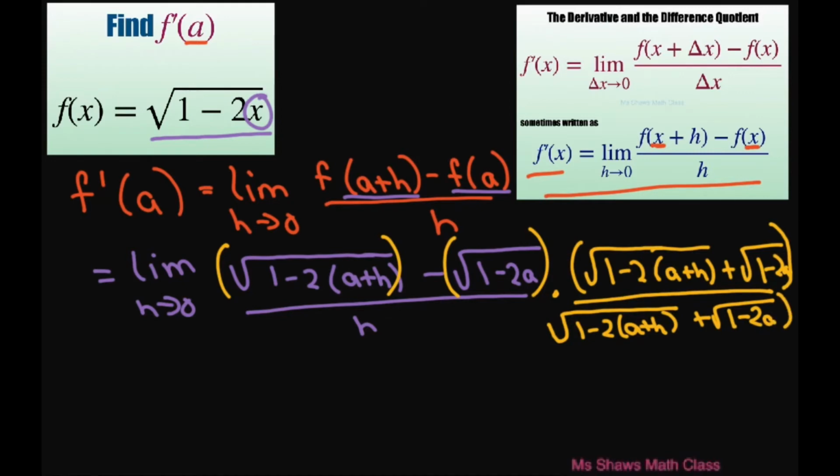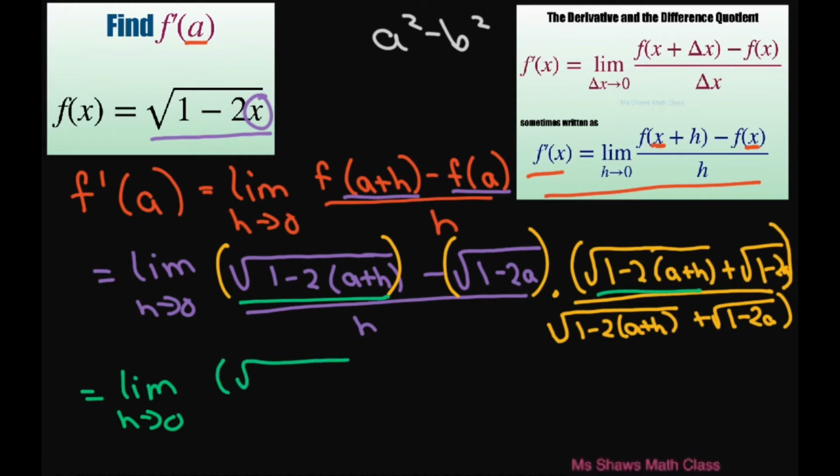All right. Now what this is going to equal is we're using our a squared minus b squared, our difference of squares. So this is going to equal the limit as h approaches 0, and this is your a, so we're going to square that. Square root of 1 minus 2 times a plus h, and then square it, minus the b part. So that's going to be the square root of 1 minus 2a, and then you square it.